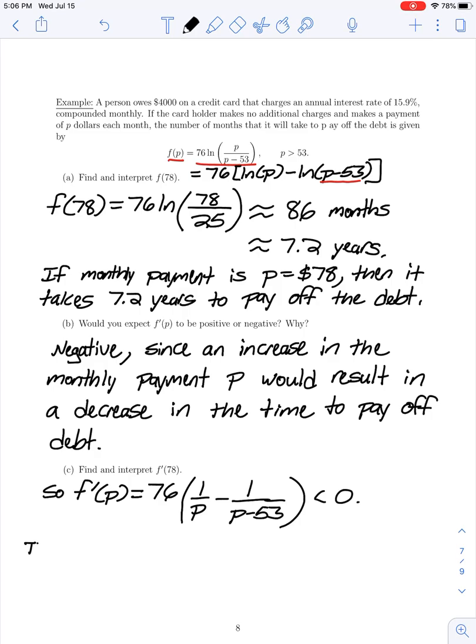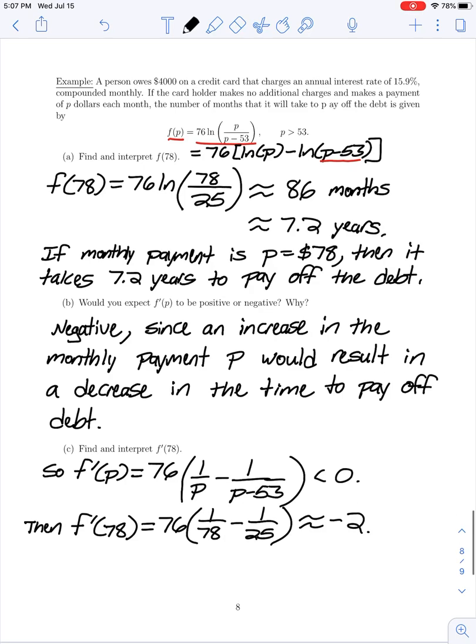And once we have the expression for this derivative, we can evaluate at the value p equals $78. So we have 76 times 1 over 78, minus 1 over p minus 53, which would leave us 1 over 25. And this works out to be approximately negative 2, if we round to the nearest whole number.